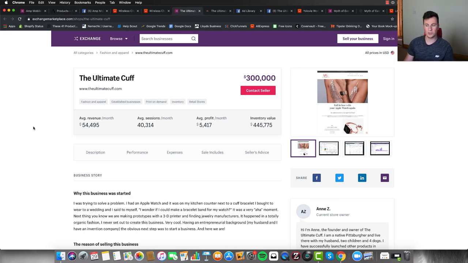Moving on to store number two is the Ultimate Cuff. Again, another site that's based on making money off the back of Apple consumers. They're asking 300 grand for it, and their average monthly revenue is $54,000.